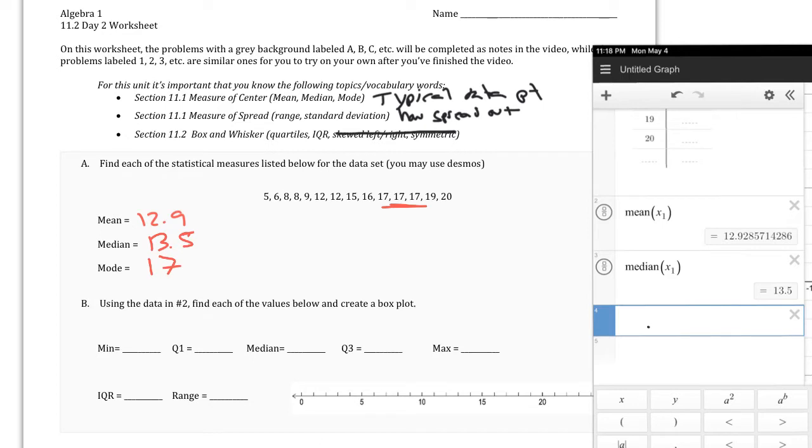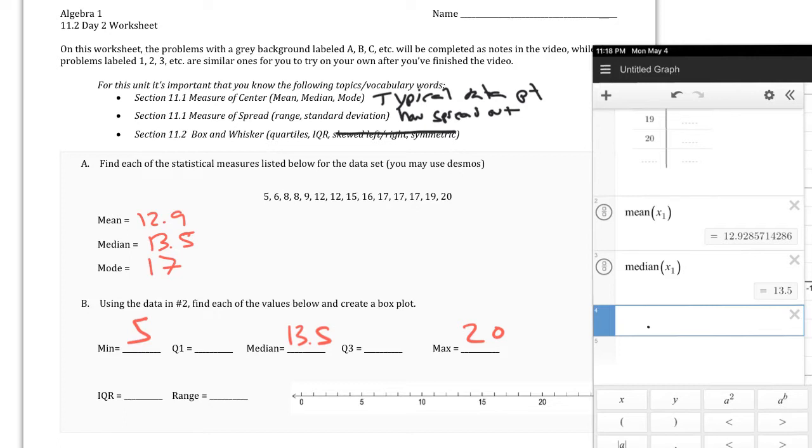In B, we can use the data to find and create a box plot, to make a box plot. So, okay, we got to look at a few things here. We've got our minimum, that's easy to find, it's 5. The maximum is 20. And the median we just saw in there is 13.5. All right. Now, for finding Q1 and Q3, we don't have that in Desmos.